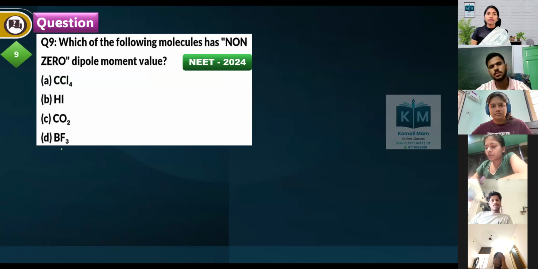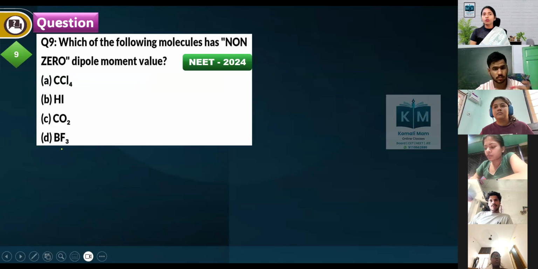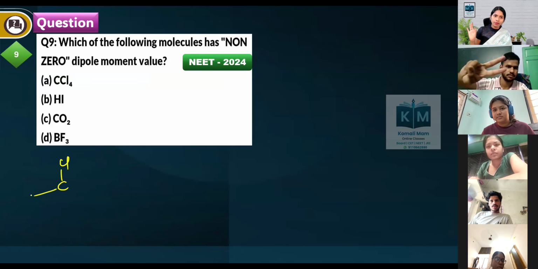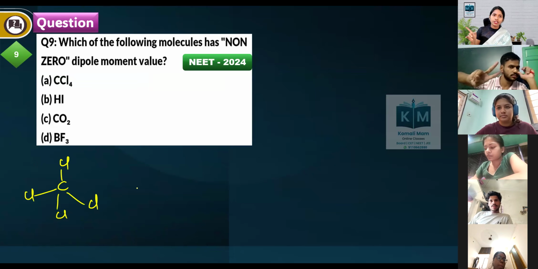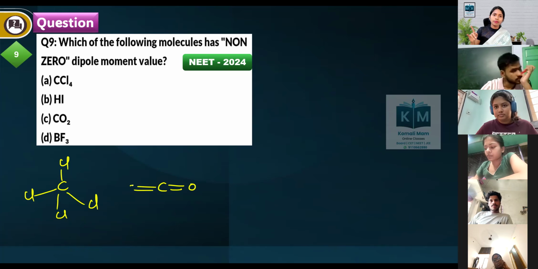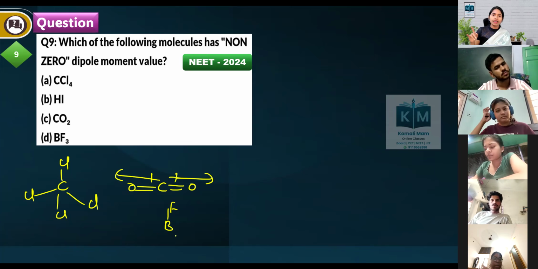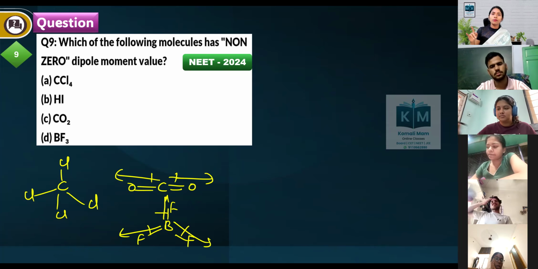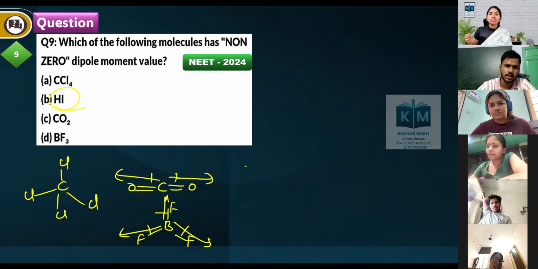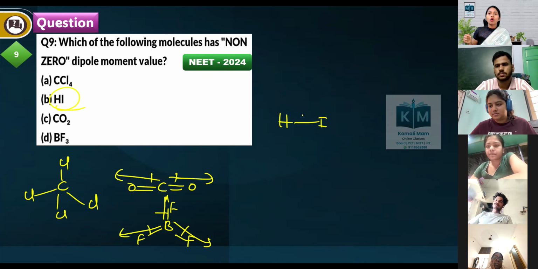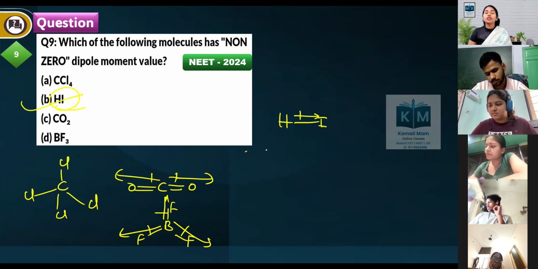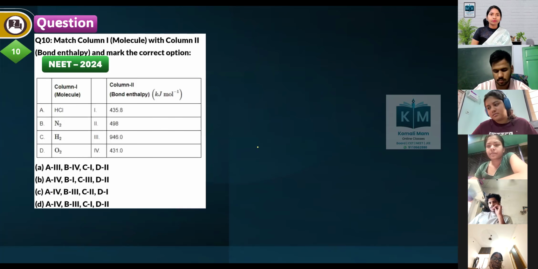Everybody, next one. Which of the following molecules has a non-zero dipole moment value? Non-zero means not zero. CCl4 is a perfectly symmetrical molecule, all 4 in 4 directions. CO2 is perfectly symmetrical, pulls the electrons in opposite directions. And BF3 is perfectly symmetrical, all 3 in trigonal planar geometry, equally pulling the electrons. So what is the answer? HI. Iodine is more electronegative, so the dipole is towards the iodine. It is a polar molecule, with a non-zero dipole moment.